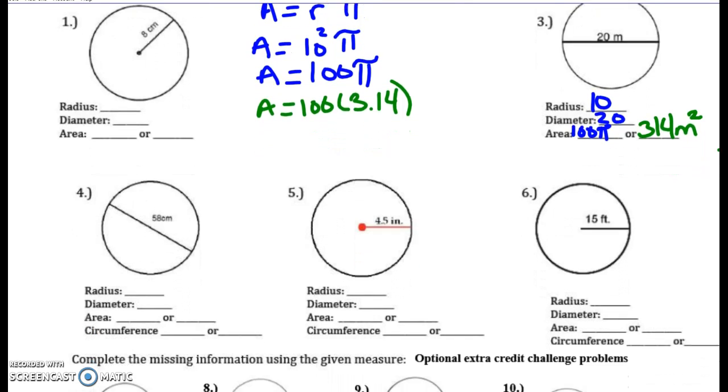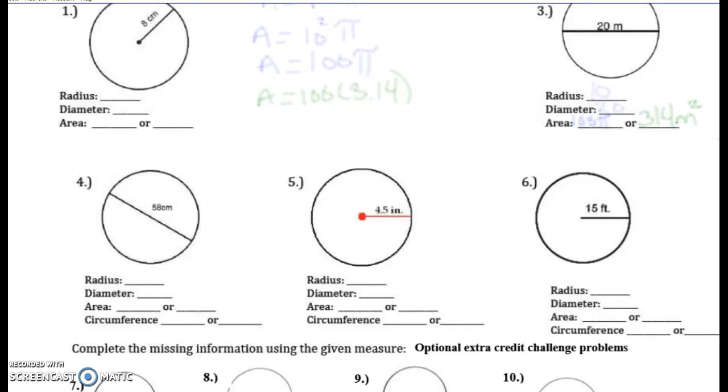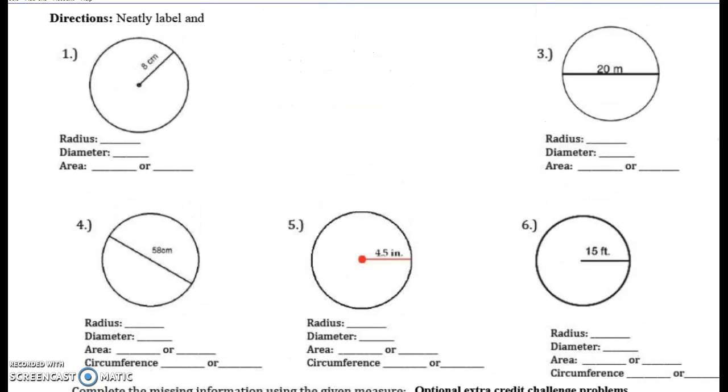Example 5 is a little different, or I shouldn't necessarily say it's different. It's just asking me to find more information. In addition to finding the area for questions 4 through 6, it also asks me to calculate the circumference. Remember, area talks about the space inside the circle. The circumference will be the distance around the circle. So it tells me 4.5, and 4.5 represents the radius. If I double that to find the entire length across the circle, I get 9.